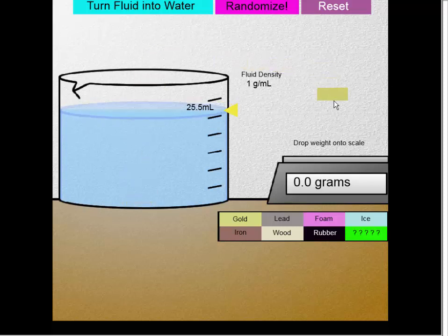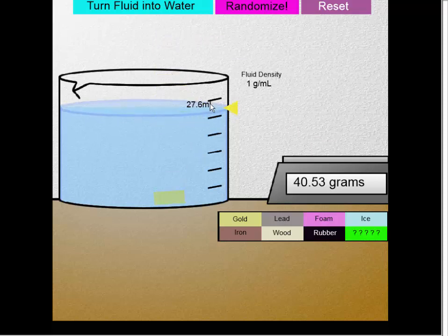And so I can come over here and measure the mass of it. I see the initial volume is 25.5. I drop that in there, I take the difference, and then I know the volume of the object.